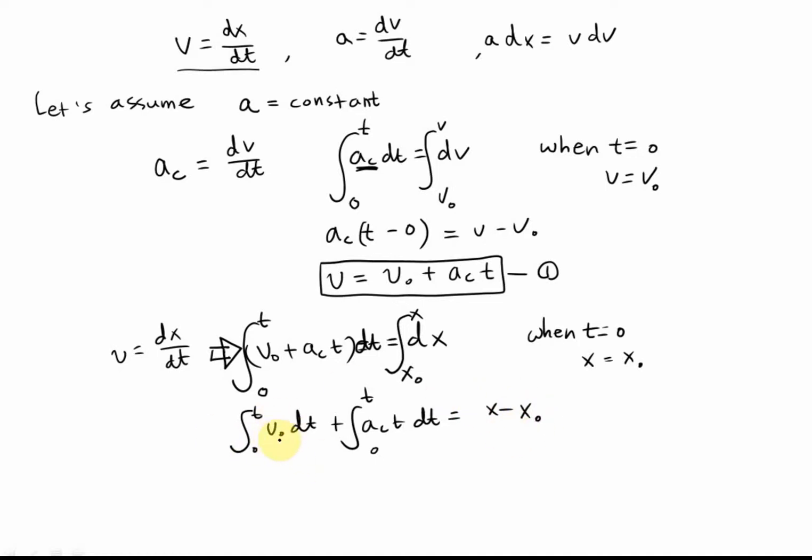Then v0 is constant, so that will be v0 t plus ac integral of t dt. This one is 1 over 2 t squared minus 0, and the left side is x minus x0. So from here we got another equation: your position is equal to your initial position plus v0 times t plus 1 over 2 ac t square.